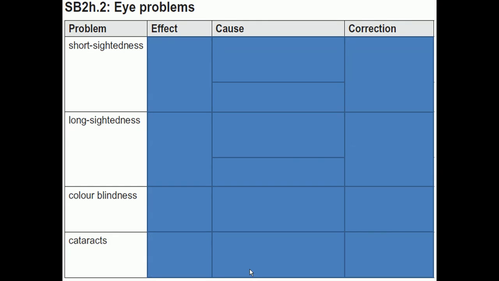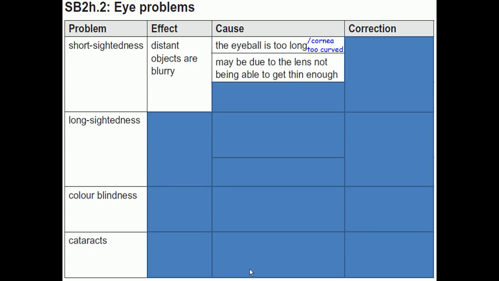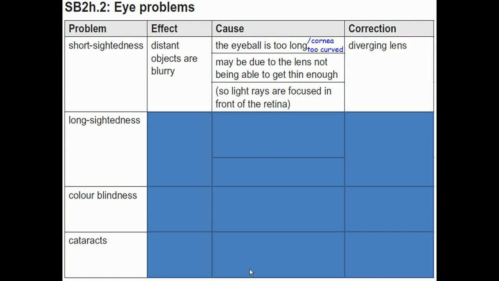So here's a summary of all the issues. Short-sightedness is where distant objects are blurry. As we mentioned, it could be the eyeball is too long, or the cornea is too curved, or the lens is not thin enough. Because if you want to see something far away, you want your lens to be thin. This means that the light rays are focused in front of the retina, so there's too much refraction. A thinner lens would cause there to be less refraction, so that's one of the issues. And you could correct it by wearing a diverging lens, so that means you spread the light rays before they enter the eye, where there's too much refraction.